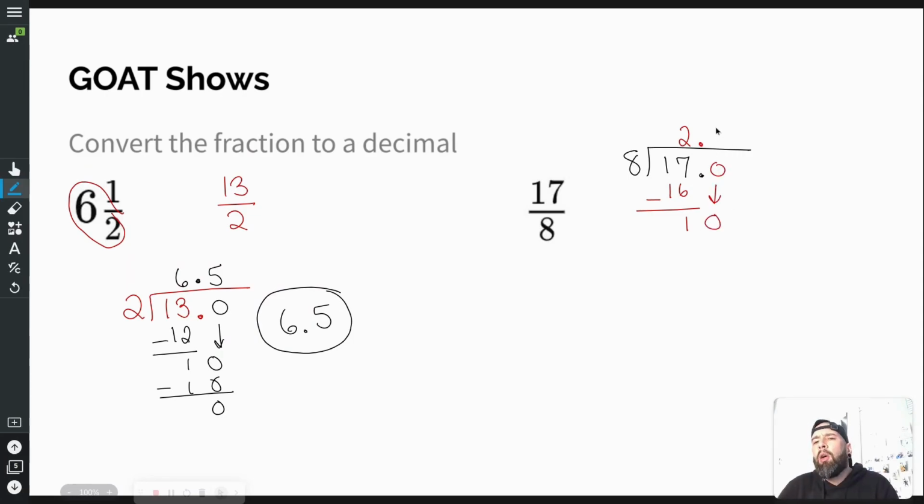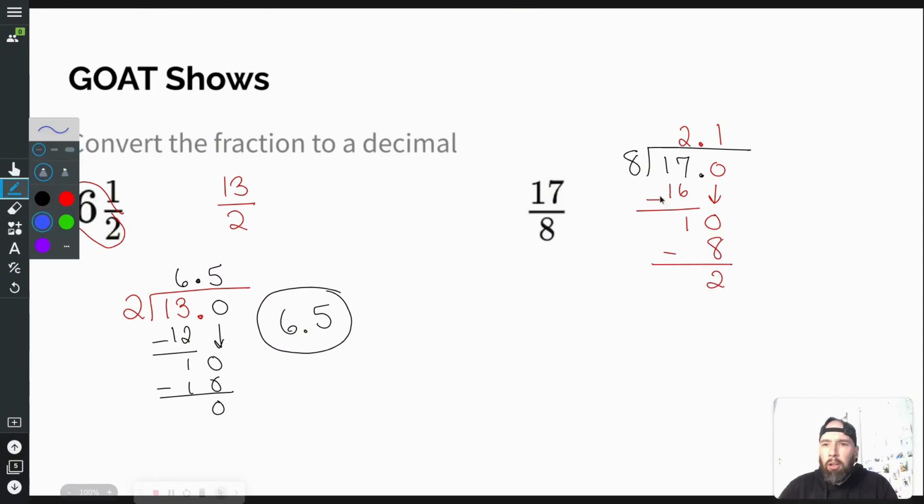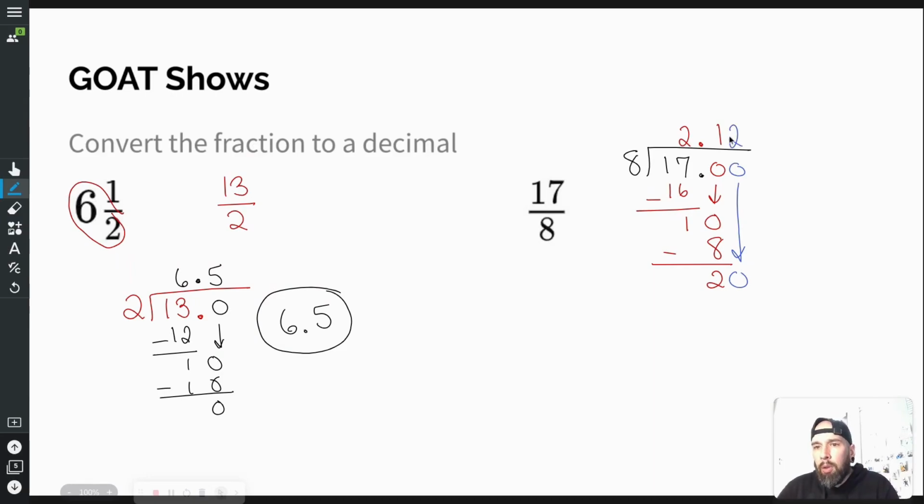8 goes into 10 one time. Okay, 1 times 8 is 8. Subtract, you get 2. Add a 0, drop it down. 8 goes into 20 2 times. 2 times 8 is 16. Subtract. 20 minus 16 is 4. Add a 0. Drop it down. 8 goes into 40 5 times. 8 times 5 is 40. Subtract. You get a 0.